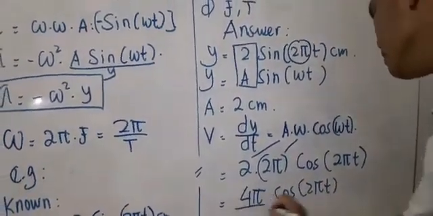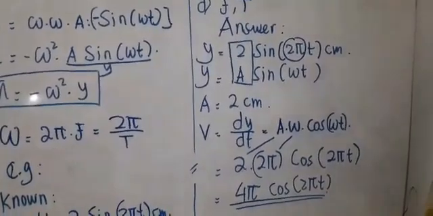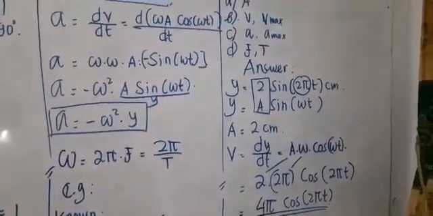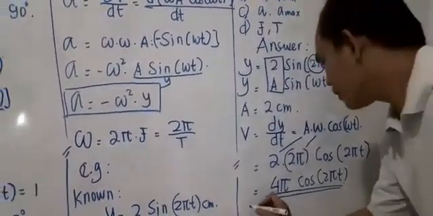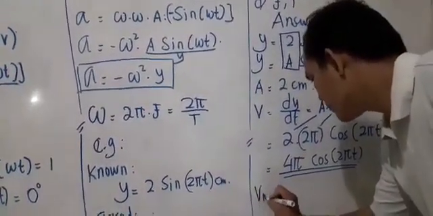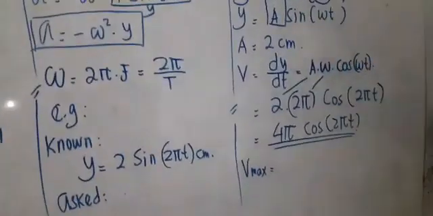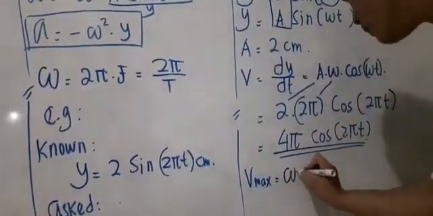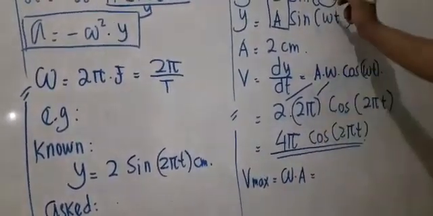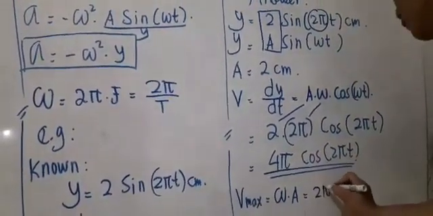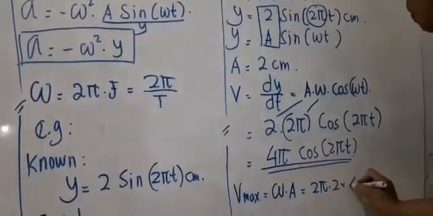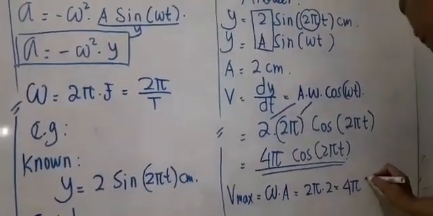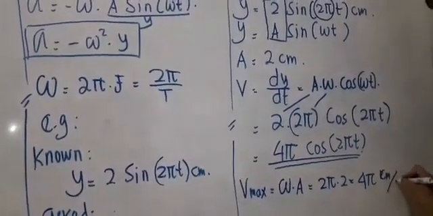This is the equation of the velocity or the speed of the wave. If you are asked for the maximum speed, or maximum velocity, it is equal to omega times A, which is 2 pi times 2, which is equal to 4 pi centimeters per second.